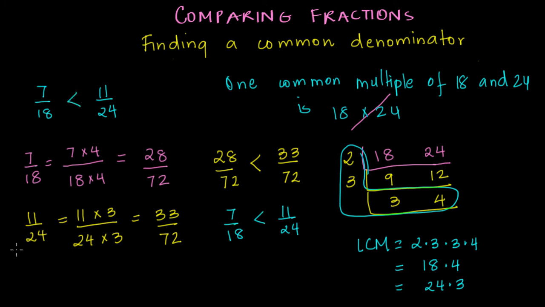So this was a nice way of figuring out the LCM to find the common denominator, and it made the problem much simpler instead of taking the common denominator as 18 times 24.